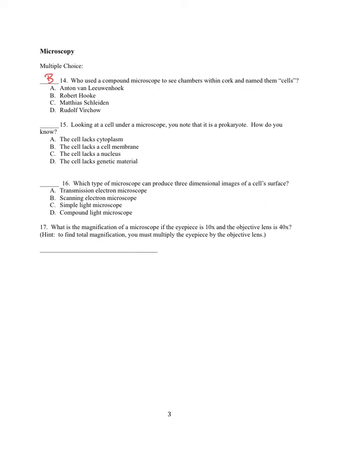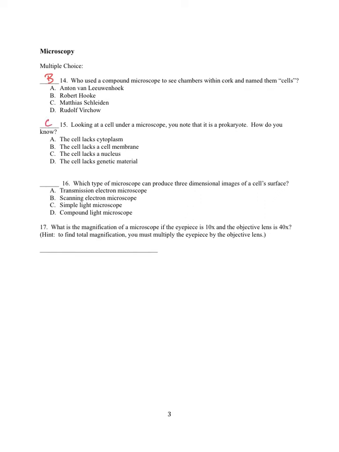Number 15 says, looking at a cell under a microscope, you note that it is a prokaryote. How do you know? So if you think about prokaryotes, remember these are cells such as bacteria. They have a cell membrane. They have some structures internally, like the nucleoid and the mesosome and ribosomes, but they do not have one of the things that eukaryotes have, and that is the nucleus. So number 15 is C.